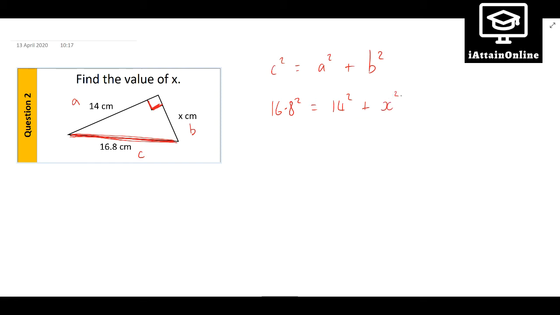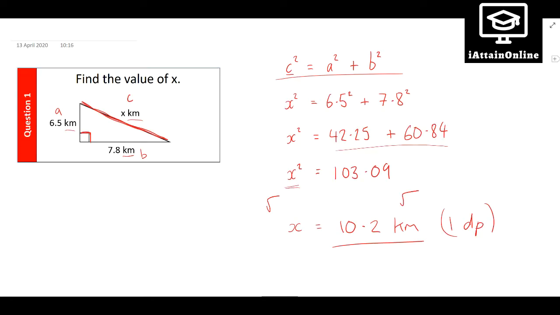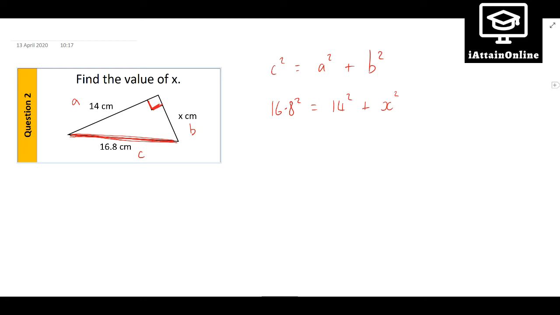Now, this is where people go wrong. In the last example, we were finding the hypotenuse. We didn't know what that was, and we had to work out what that was. In this example, you have been given the hypotenuse, and you're trying to find one of the 2 shorter sides. So straight away, you can think if you get an answer that is bigger than 16.8, you know that you have gone wrong, because remember I said the hypotenuse has to be the longest side. So we're just going to bear that in mind.